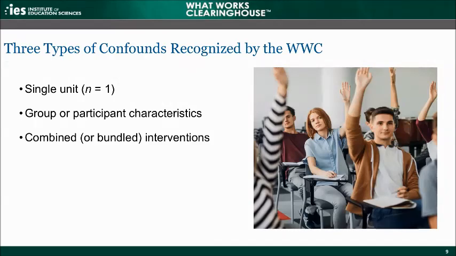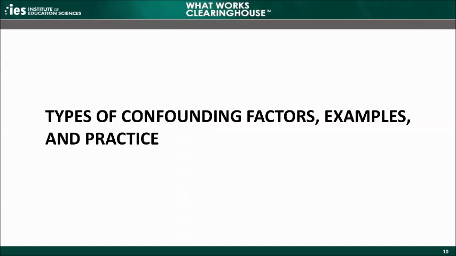Finally, we will cover the three types of confounds in the order of their historical prevalence in WWC reviews, which are N=1 confounds have been the most prevalent, followed by group or participant characteristics, followed by combined interventions. And so with that backdrop and that overview, I would like to turn the webinar over to my colleague, Natalia. Thank you, Herb, for this excellent introduction to confounds. And so let's go ahead and jump right in and go to the next slide.